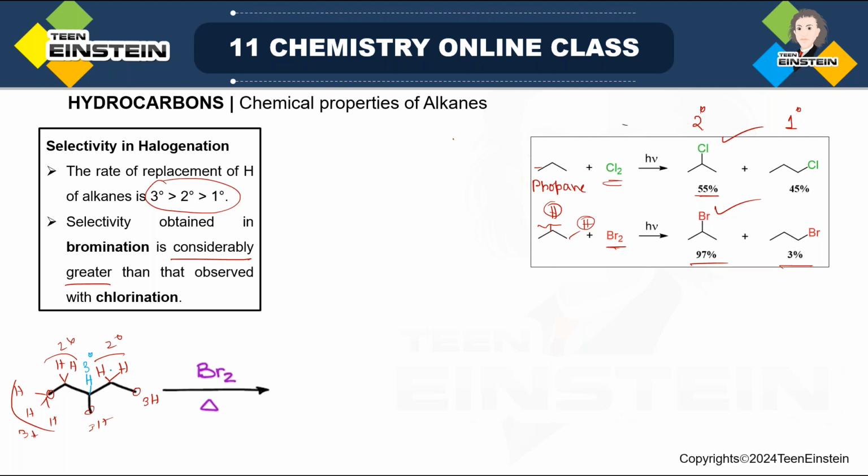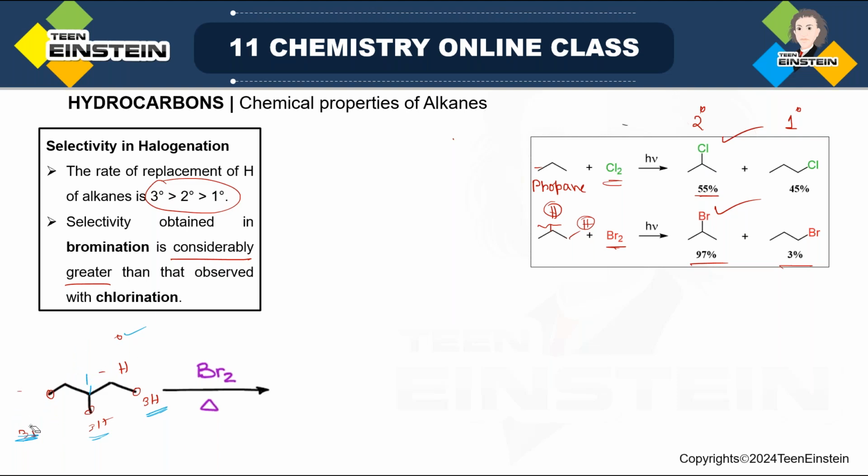Now, how many types of monobromination are possible? Obviously we are talking about monohalogenation, because when we are talking about selectivity, at least one thing you have to fix. If you consider dihalogenation, it will be very complex. So just focus on monohalogenation and try to understand selectivity. Here we have 3 hydrogen, this is 1 degree, 3 hydrogen, this is 1 degree, this is also 1 degree. Then 2 degree, and we also have 3 degree. So what are the possibilities of products we will get?